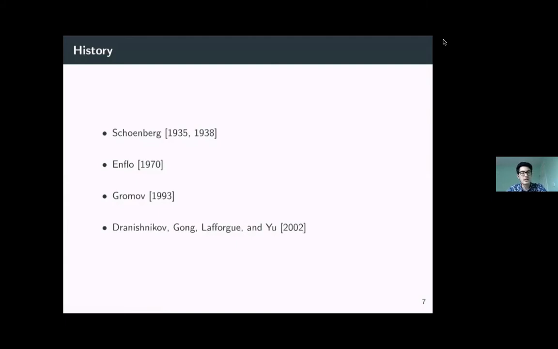In 93, Gromov introduced the definition of coarse embedding that I just shared with you on the last slide. And he asked a very similar question to Smirnov, which is: can every separable metric space be coarsely embedded into a Hilbert space?